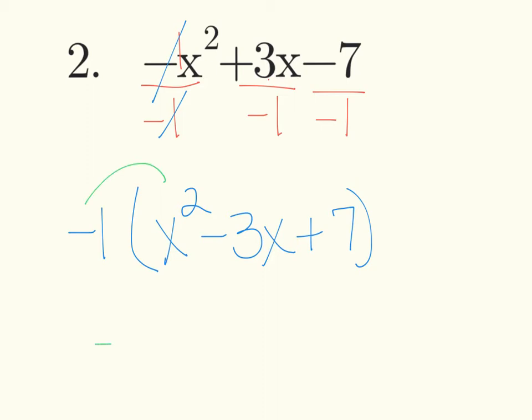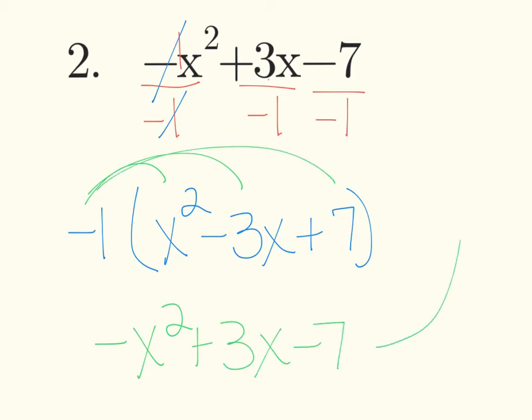Negative 1 times x squared is negative 1x squared. Negative 1 times negative 3x is a positive 3x. And negative 1 times 7 is a negative 7. And that is our original problem, so we know we did it correctly.